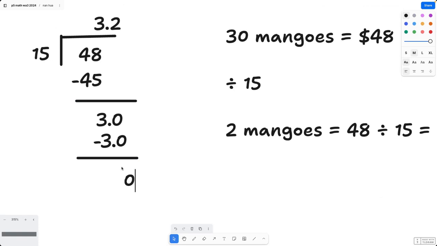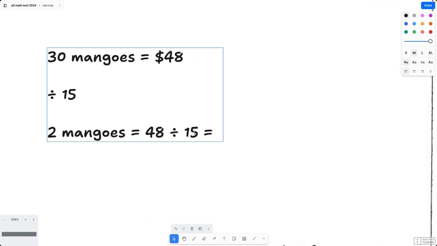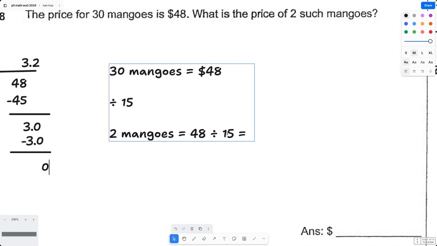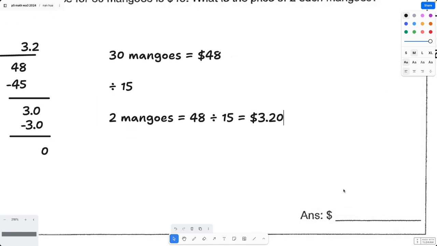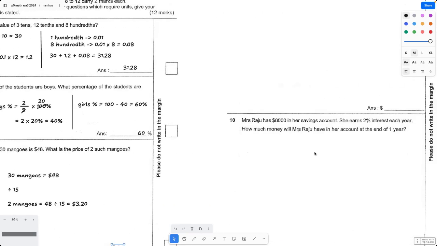So it gives 0. That's what I see over here. So with this, 48 divided by 15 will be $3.20. There you go. That's the answer. The answer is $3.20. All right. Let's move on to the next question.